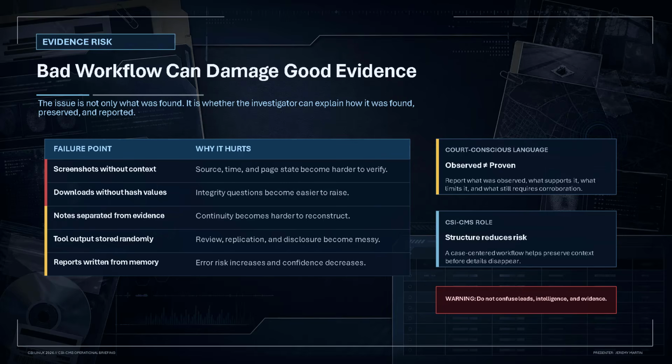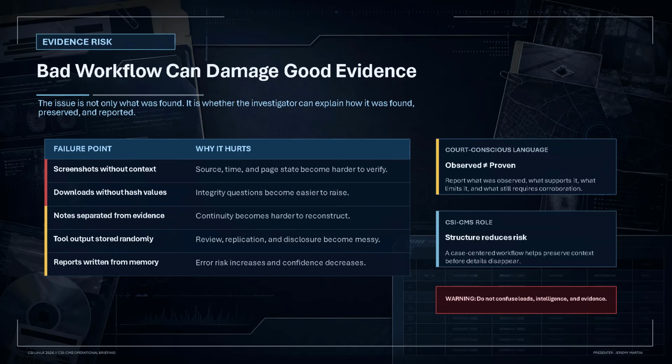Observed does not mean proven. A page was observed, a domain was observed, a username was observed, a wallet address was observed. That doesn't automatically prove attribution, intent, criminal contact, or identity. The professional report should explain what was observed, what supports it, what limits it, and what still requires corroboration. That is the discipline the CSI-CMS is designed to support.